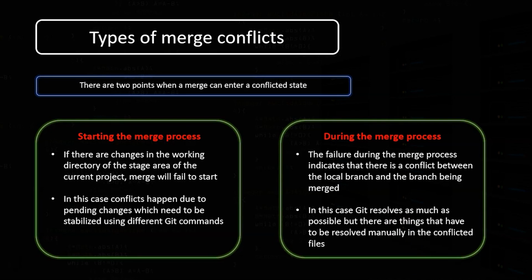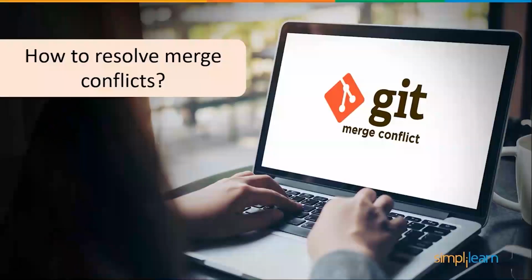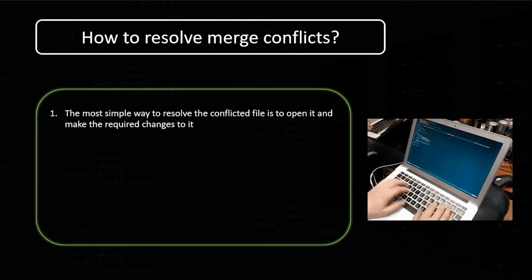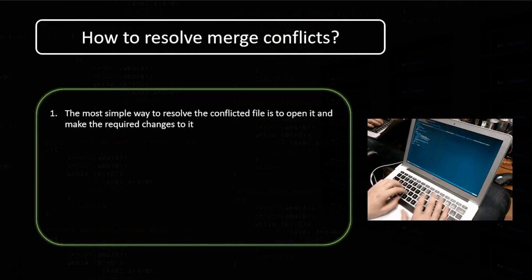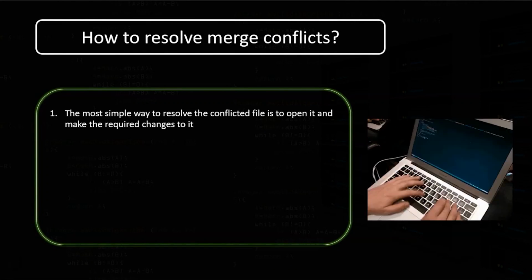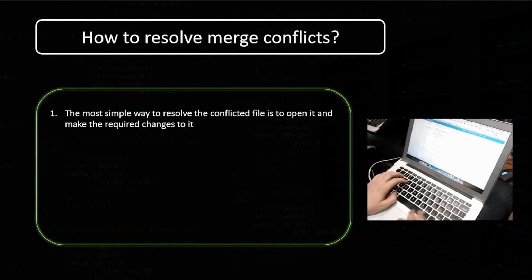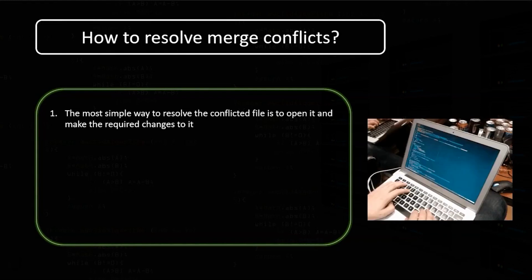In that case human intervention is required so that we can resolve these conflicts manually. So these are the two types of situations in which a merge can enter a conflicted state. Now, how to resolve these merge conflicts? In order to resolve them, the simple way is that we open the file which is in conflicted status.